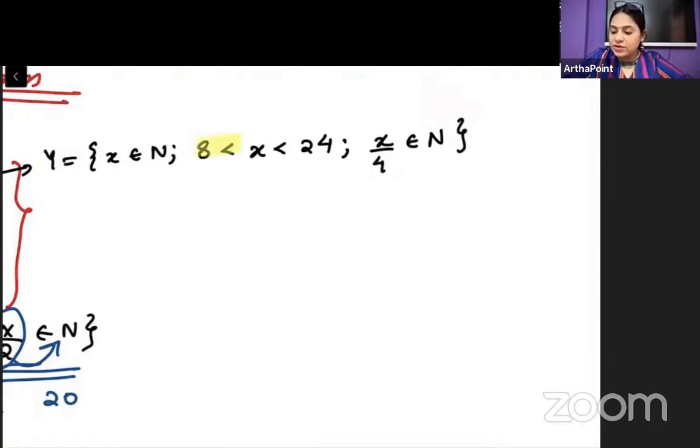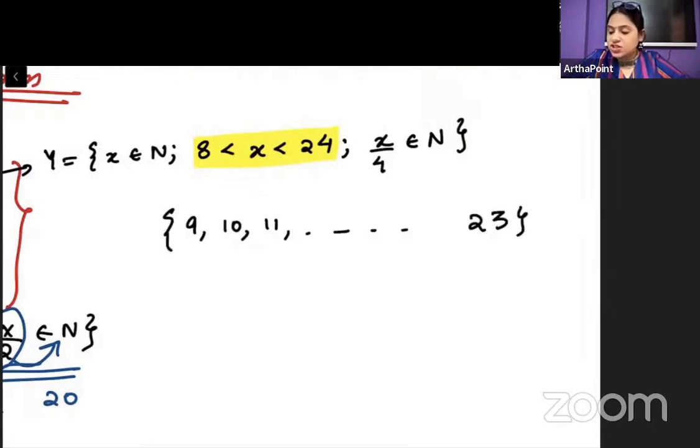If I write all x's between 8 and 24, I will start with 9, 10, 11, and go till 23. Now I want those x's such that x divided by 4 is also a natural number. 9 by 4 gives 2 point something, not a natural number. 10 by 4, not a natural number. 11 by 4, not a natural number. 12 by 4, yes, it is a natural number. So I only get those x's divisible by 4.